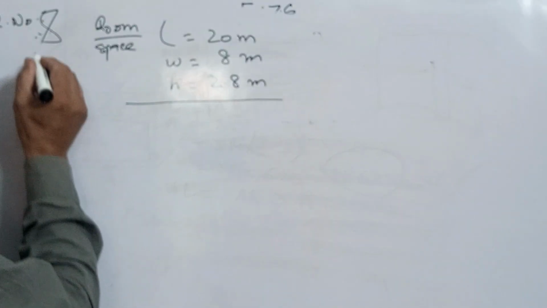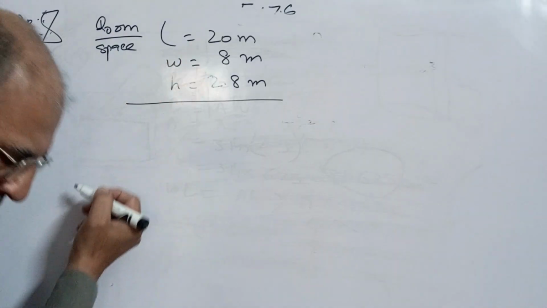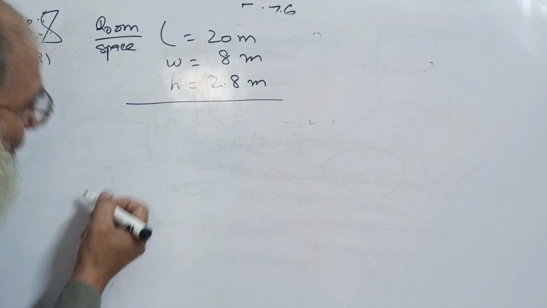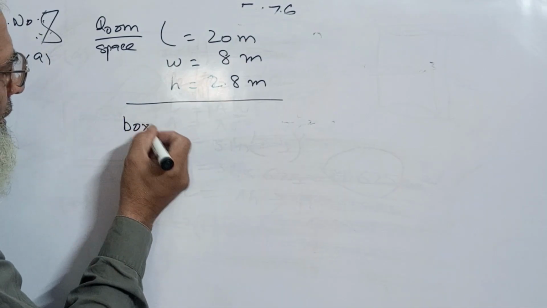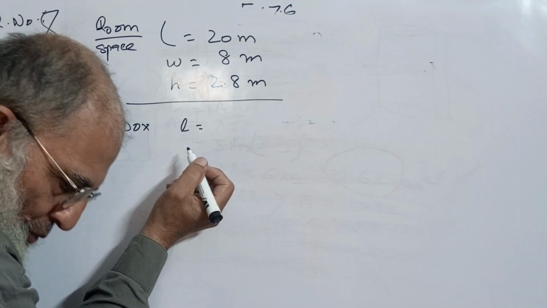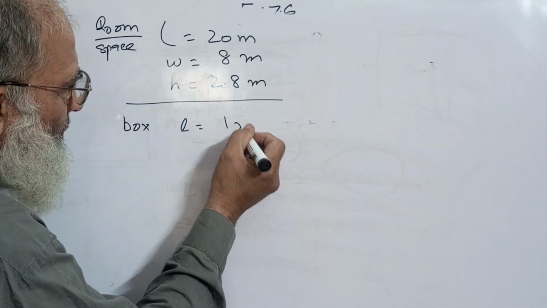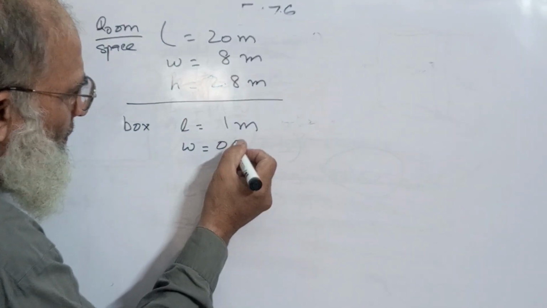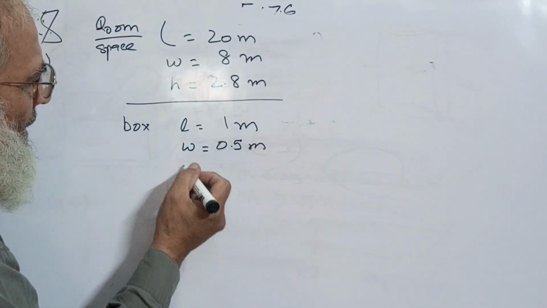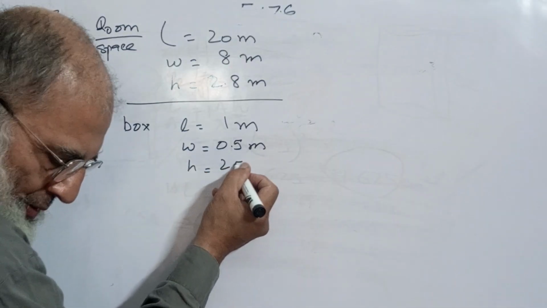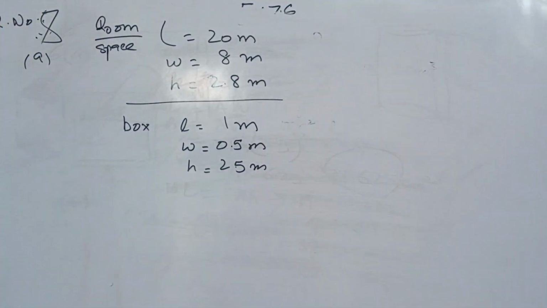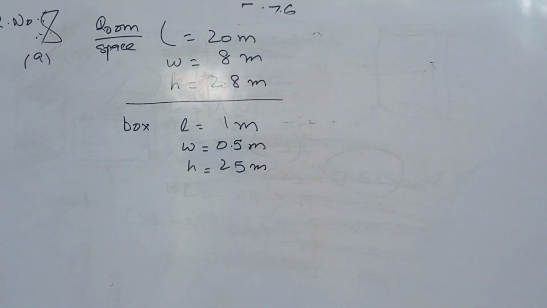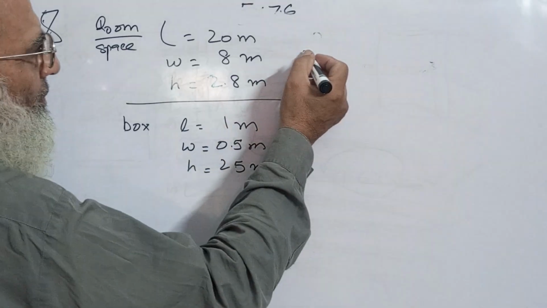Okay, part is A, and the dimension of box, the dimension is L is equal to 1 meter, W is equal to 0.5 meter, and H is equal to 2.5 meters. So we'll find the volume of both things. We find the volume. It is very easy.